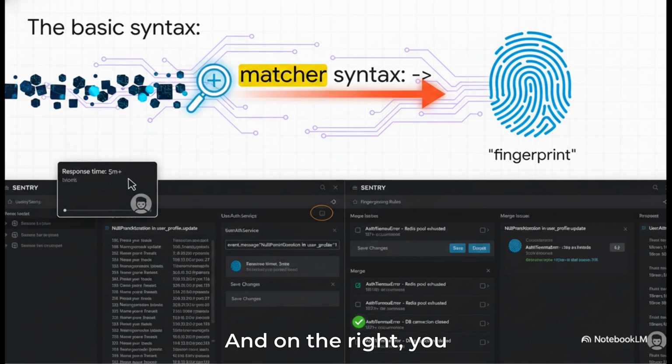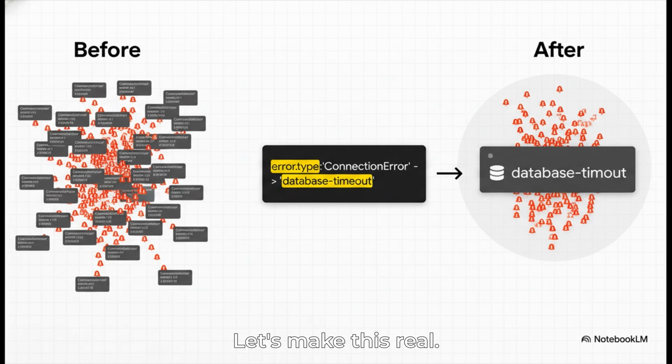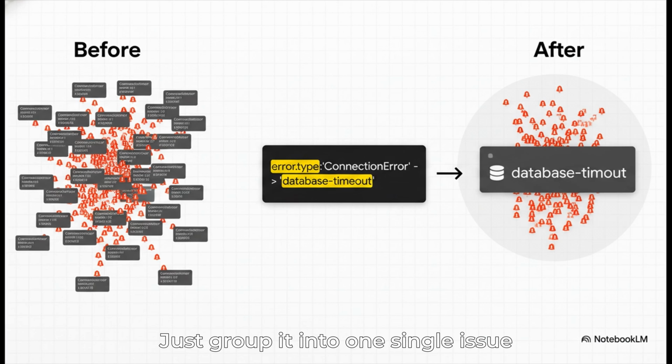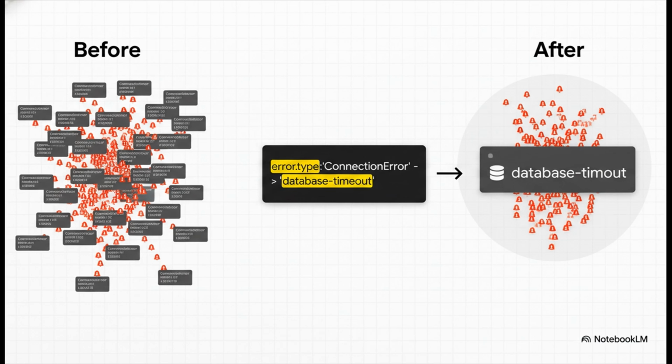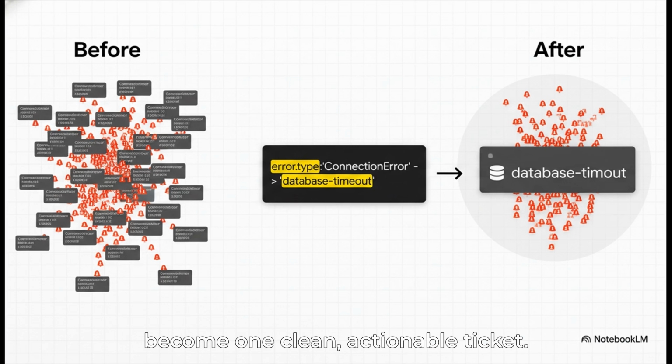And on the right, you have the fingerprint, just a simple piece of text that you want to assign if it finds a match. That's it. Match this, group it like that. Let's make this real. Imagine your database keeps timing out and throwing a connection error. With this one little rule, we're telling Sentry, hey, anytime you see an error and its type is connection error, I don't care about anything else. Just group it into one single issue called database timeout. And just like that, dozens of noisy, annoying errors become one clean, actionable ticket.